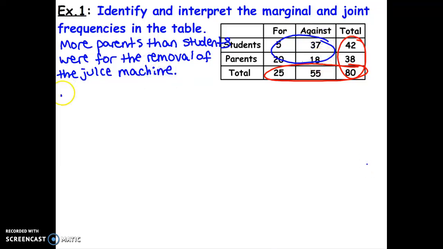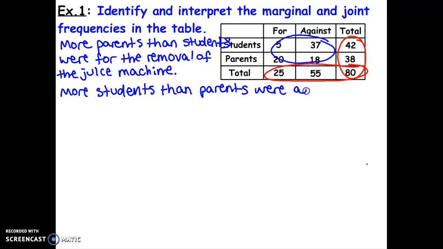And here we see that more students than parents were against the removal of the juice machine.